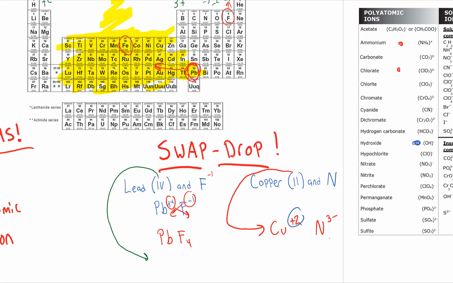So once you have the charges, you just swap, drop, like that, 2 and 3. So you have 3 of the coppers, 3 copper 2s, and you have 2 nitrogens. Nitrides. So when I say copper 2, it does not mean there's 2 of them. It means that it is the 2 plus version of copper that I have. So this right here is the combination of copper 2 and nitrogen.